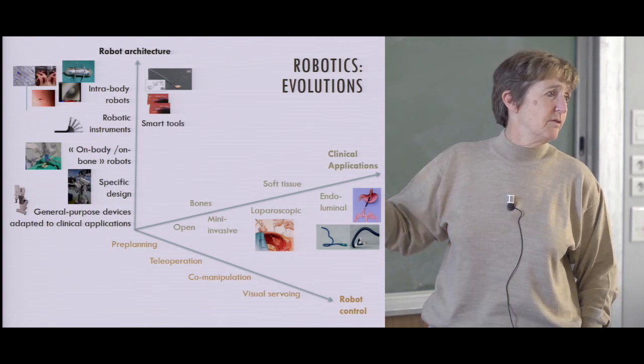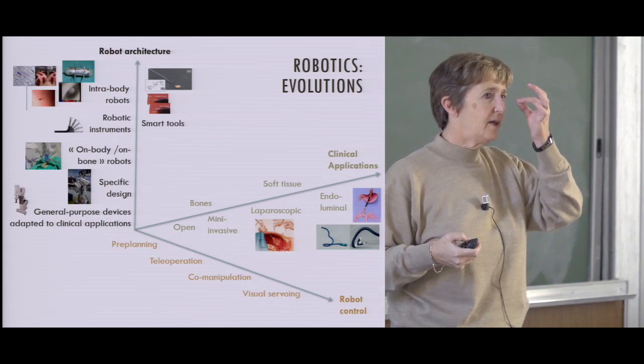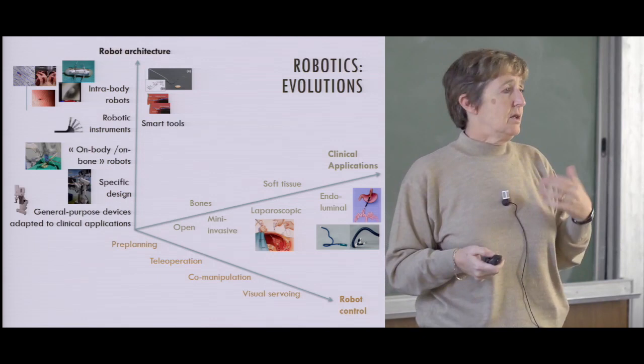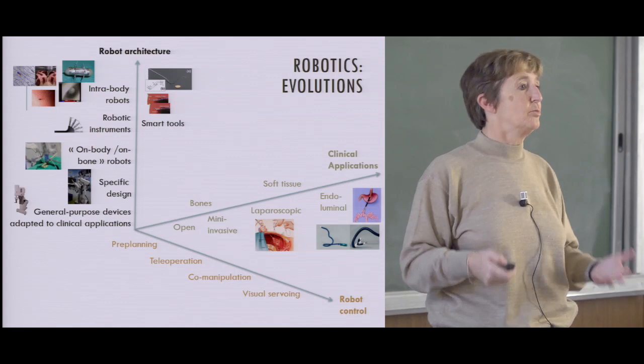For instance, here it's a system, you see it's very small, it's a fingerprint here, and you insert it in the eye to be able to inject something in the vessels of the retina, and the motion of this device is controlled by some electromagnetic fields from the outside. So you can go to a certain level of miniaturization to put things into the body of the patient.